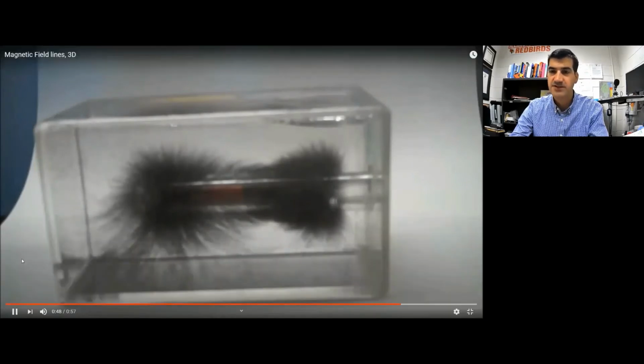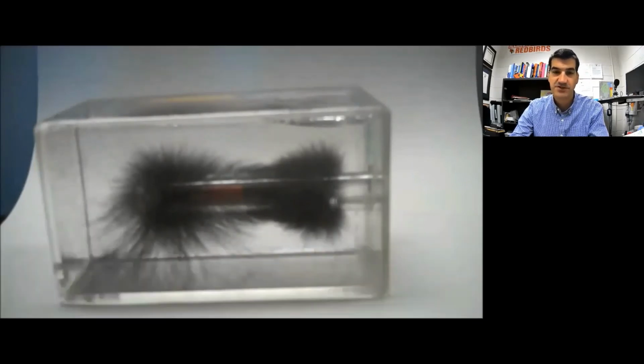All right, so I think you can really see that it is a three-dimensional shape when you look at it from this angle.